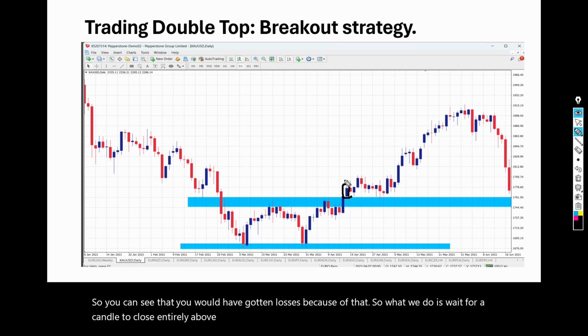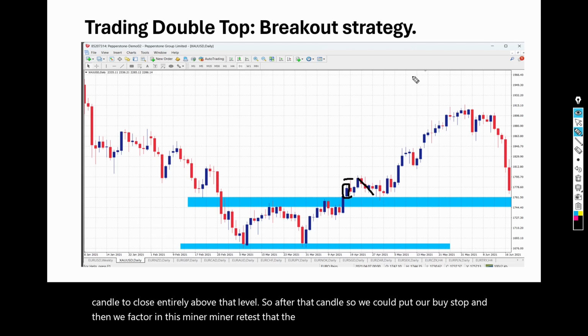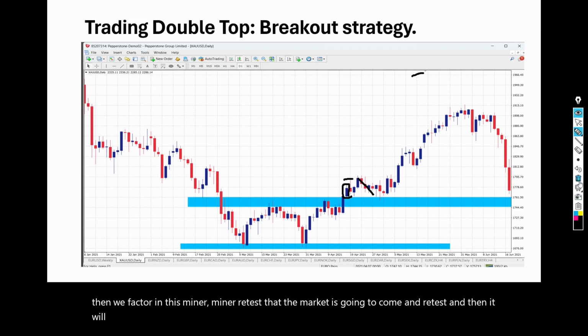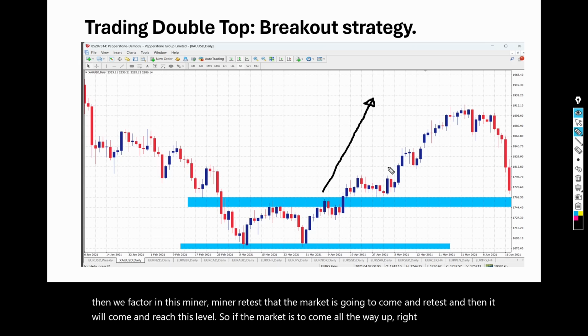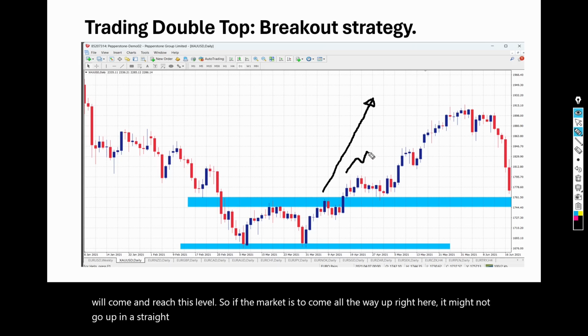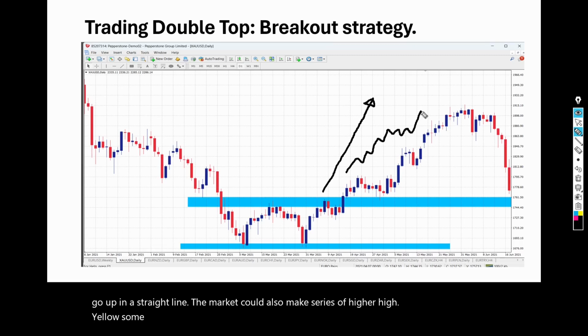So after that candle, we could put our buy stop, and then we factor in this minor retest that the market is going to come and retest, and then it will come and reach this level. So if the market is to come all the way up right here, it might not go up in a straight line. The market could also make a series of higher highs, higher lows, some minor consolidations, break, higher high, higher low, like that.